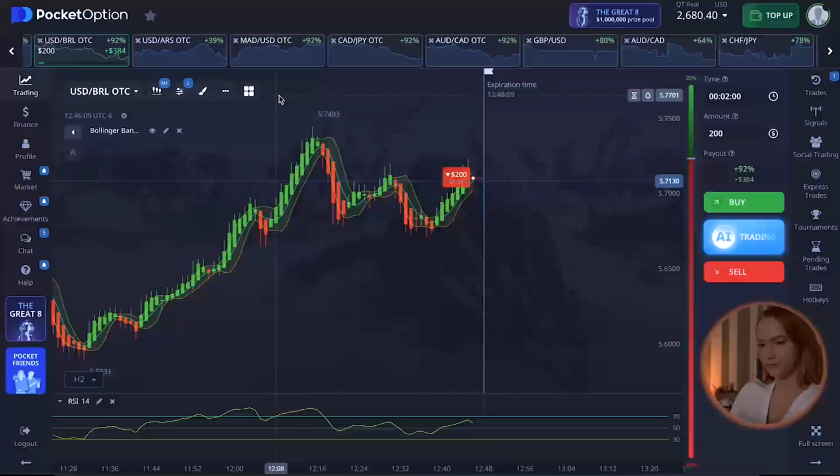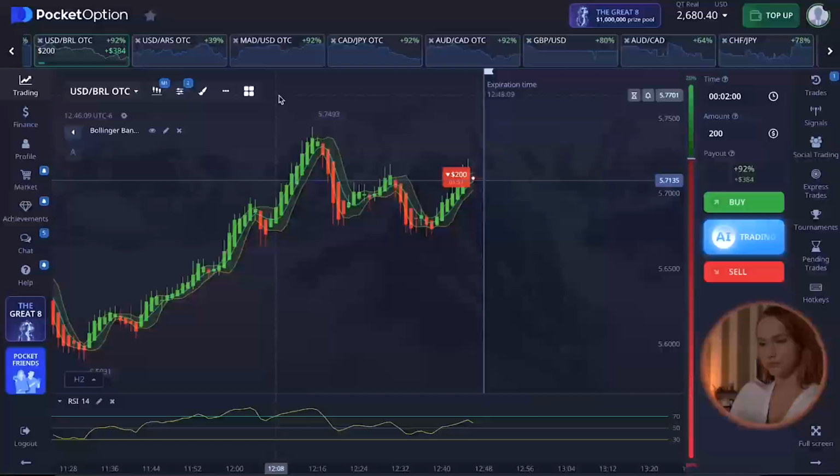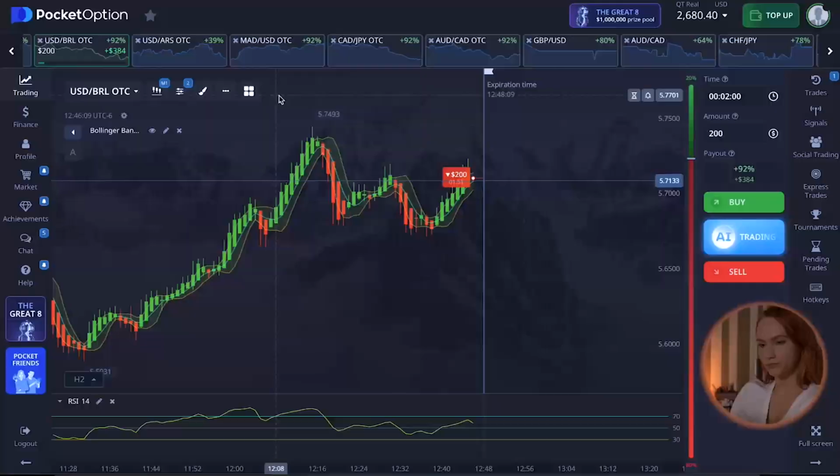Okay, the next currency pair is Euro Japanese yen. A deal for 2 minutes. We see a breakout of the lower border and a crossover of line 30. Another successful deal. Okay, let's look for another currency pair.